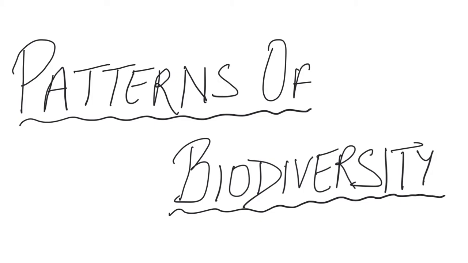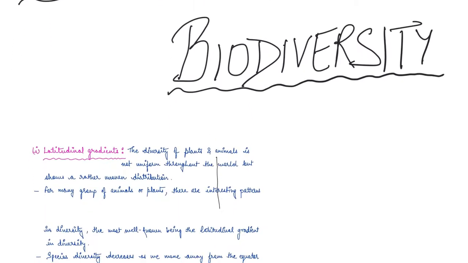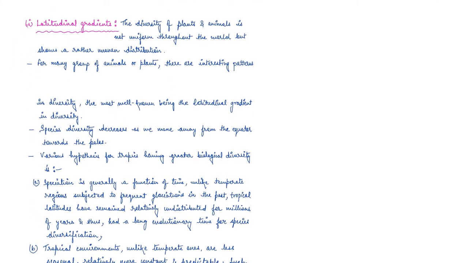So let's start with what exactly the patterns of biodiversity are. The first pattern of biodiversity that we are going to discuss is the latitudinal gradients. Basically, the diversity of plants and animals is not uniform throughout the world. Rather, it shows uneven distribution. For many groups of animals or plants, there are interesting patterns in diversity, the most well-known being the latitudinal gradient in diversity.